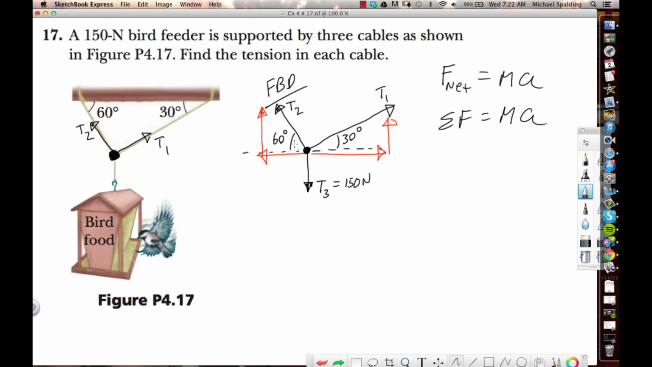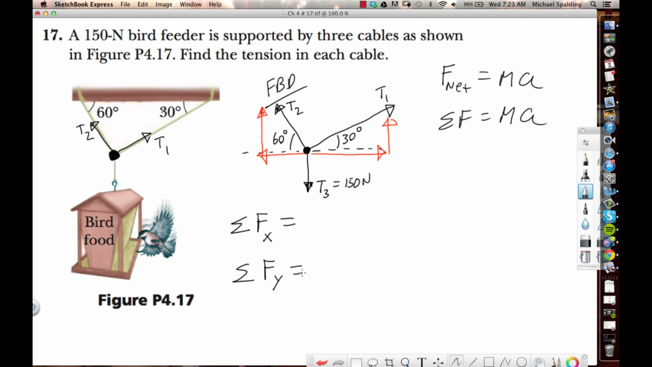How many forces do we have in the vertical, in the Y? We have 3. We have 2 that are pointing up, that points up, and that points up. And then we have 1 pointing down. So what must those 3 forces be doing? Canceling. So what we're going to do is turn this idea into 2 equations. It looks like this. We're going to sum forces in the X direction, and we're going to sum forces in the Y direction.